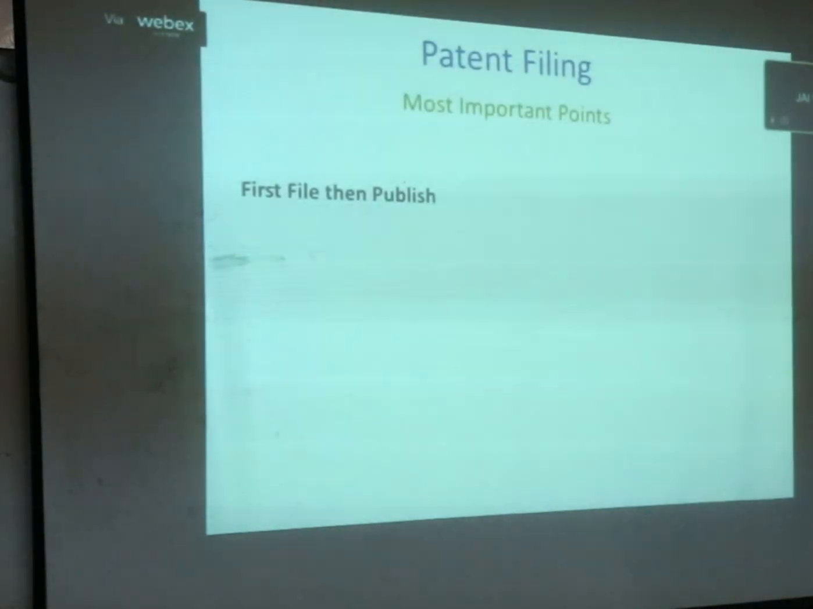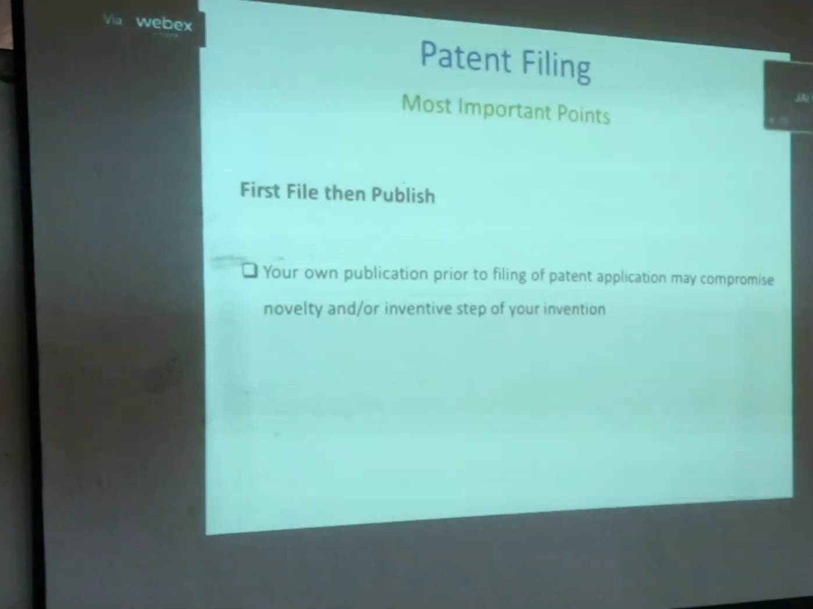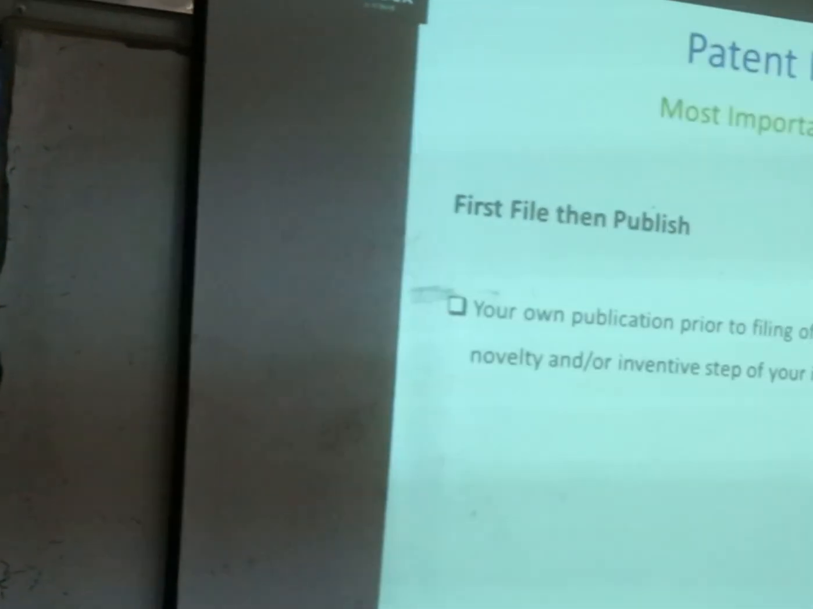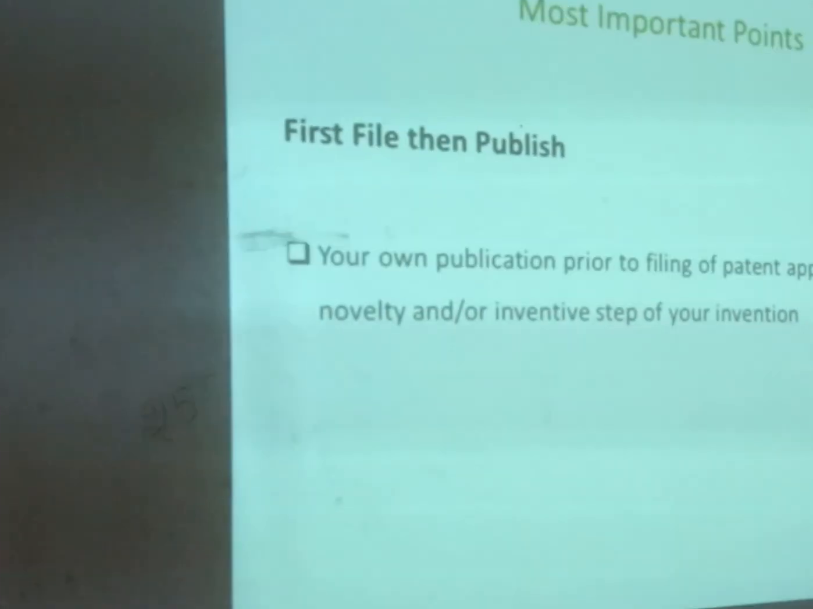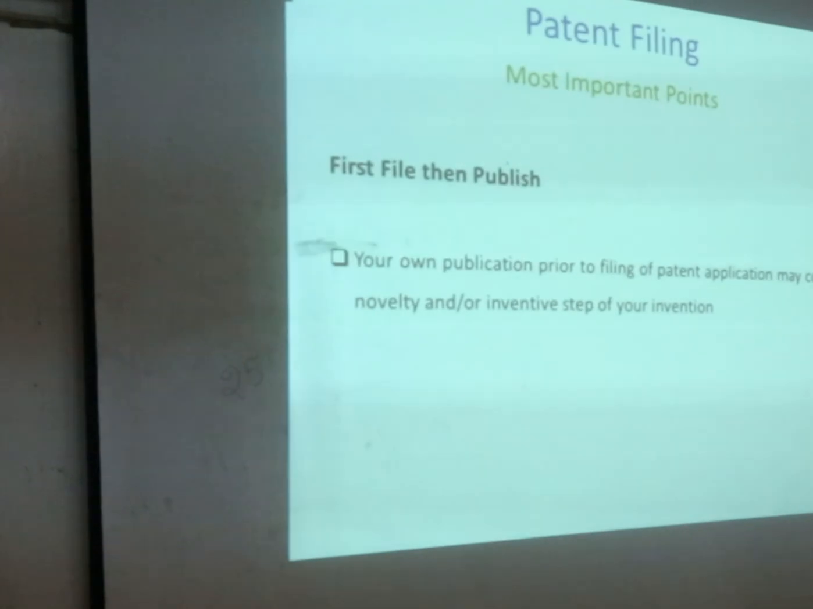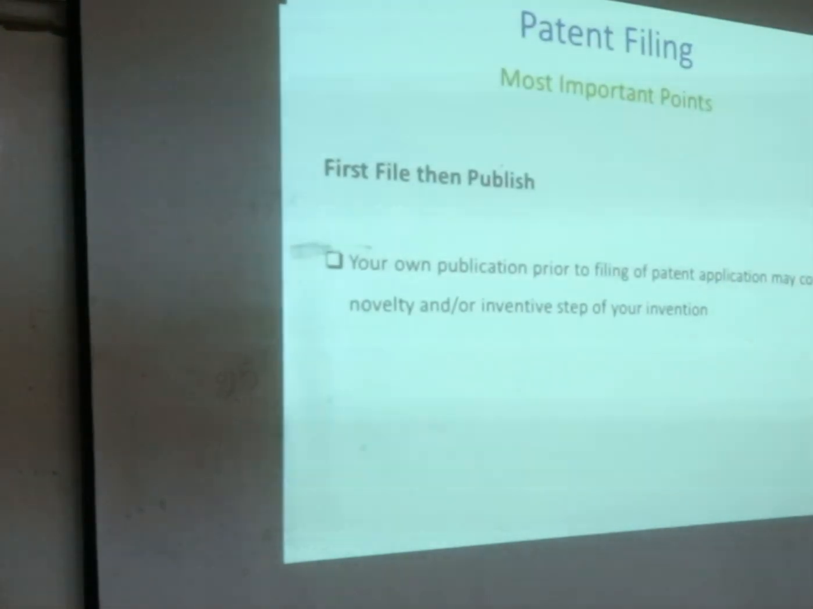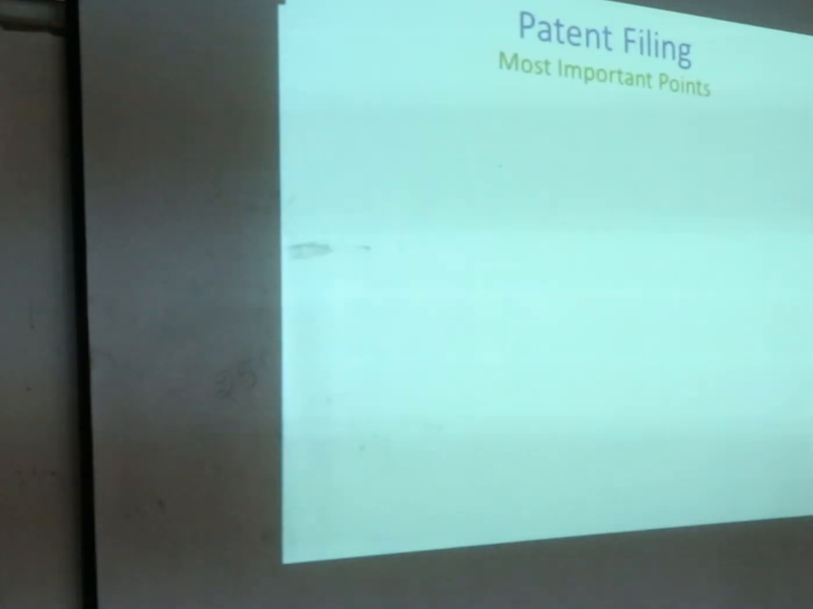Now, patent filing, the most important points I am telling, these are very important. People often make mistakes, whether they are filing themselves or sometimes agents also do the same thing. First file the application, then publish. Publishing your own invention prior to filing a patent application is a compromise. If you publish your own invention in a paper and after that file the patent application, the examiner will cite your publication as prior art. So you should not do this. Although there is provision for a grace period, you should avoid this.